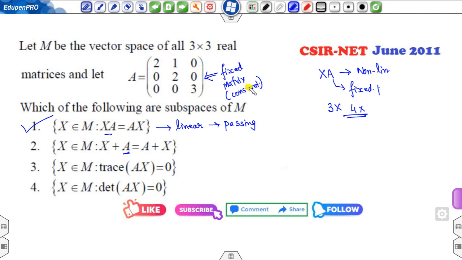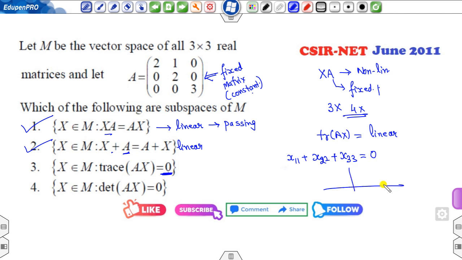A is a fixed matrix, a constant matrix. Again, it passes through the origin. Yes, it's linear and passes through the origin, so it's satisfied. Trace of AX: whatever the matrix A, trace means the diagonal sum, which is always linear. It is given as 0, that means x11 plus x22 plus x33 is 0. The graph of this is a plane passing through the origin. Yes, it is a subspace.